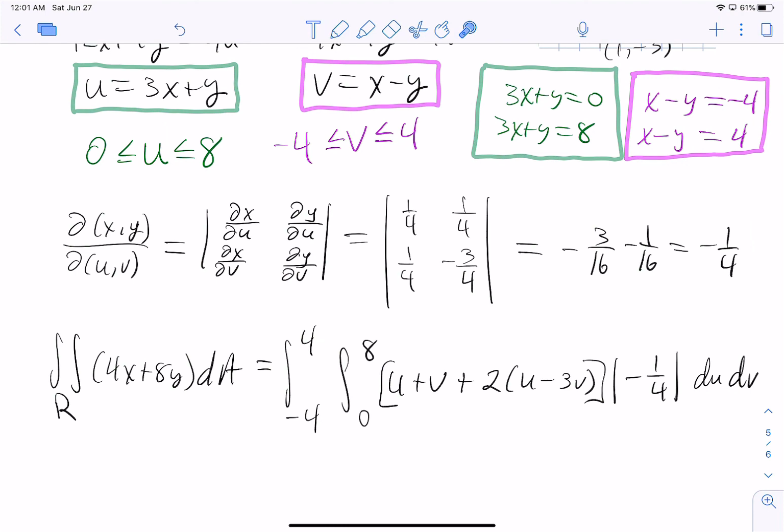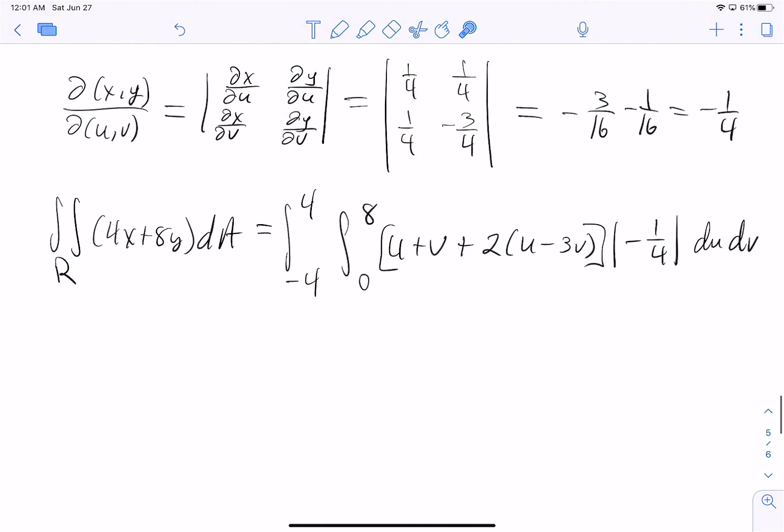At this point, the integrand just requires us to collect like terms, and then the integral requires us to use the power rule. I'm going to jump ahead and let you verify that the answer here is 192.